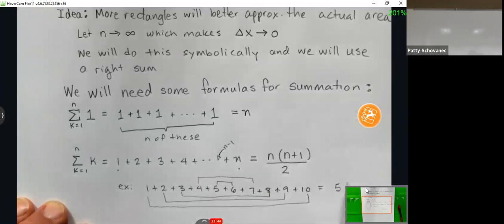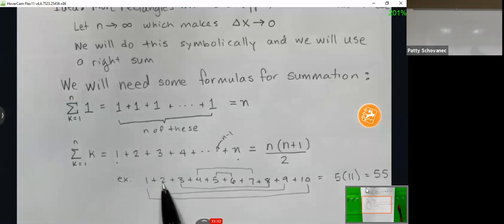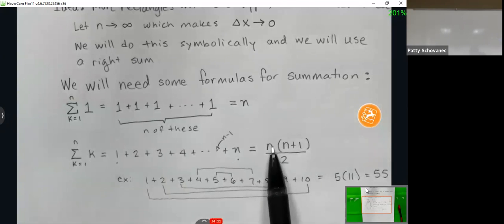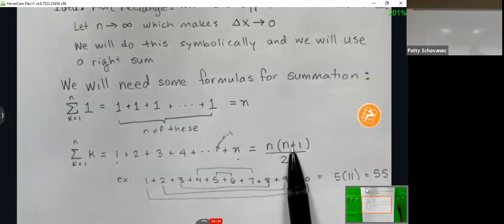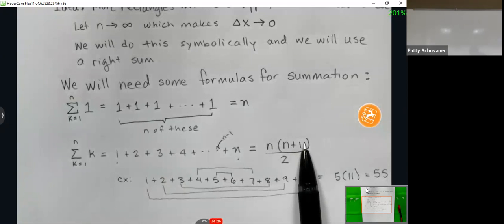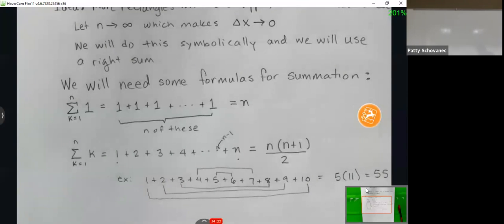So this should be 5 times 11, or 55. But now let's add it by brute force. 1 plus 2 is 3, plus 3 is 6, plus 4 is 10, 15, 21, 28. 28 plus 8 is 36, plus 9 is 45, plus 10 is 55. Shebang. Up here, try this formula. 10 times 11 is 110, divided by 2 is 55. So by gosh, it works.